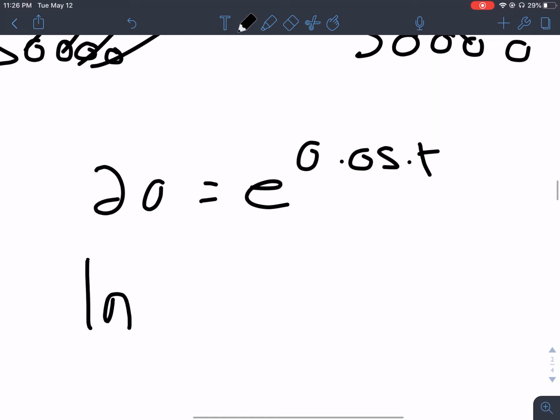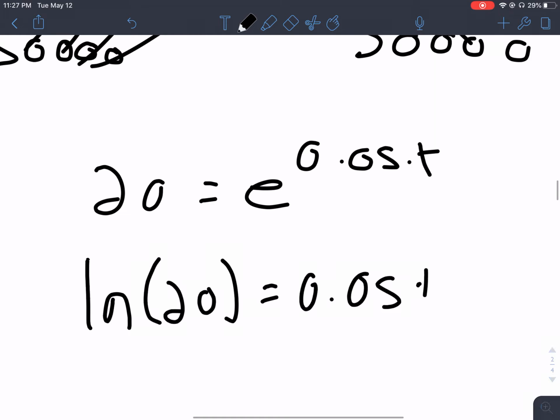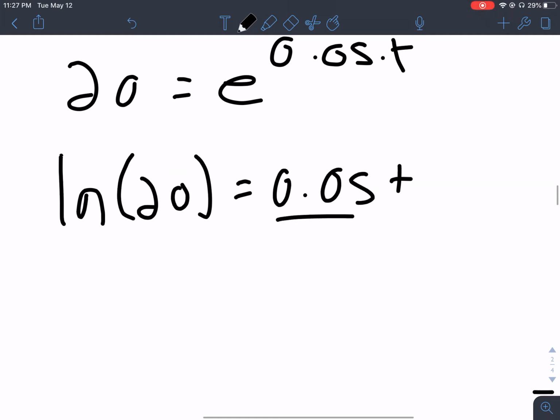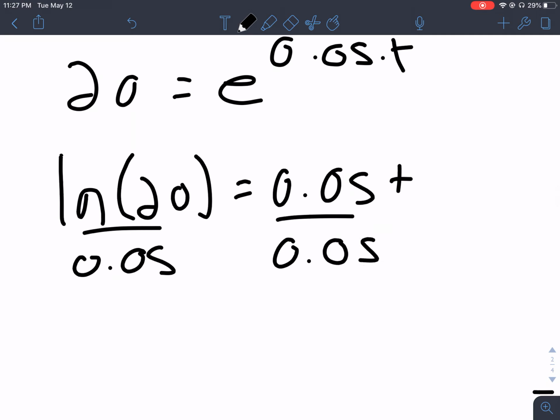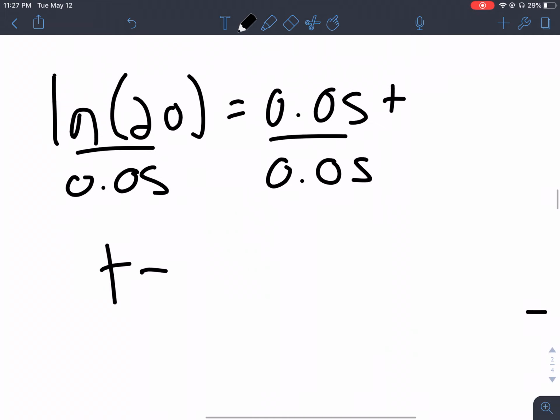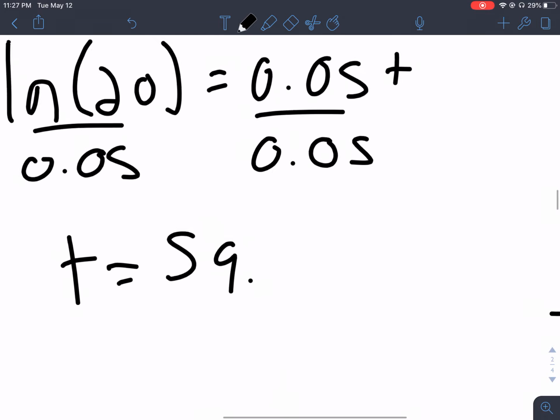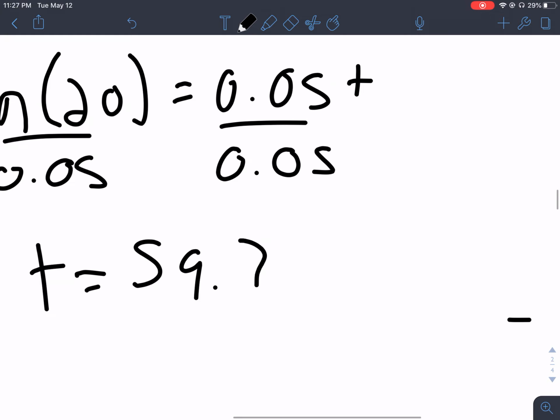Okay, so we're going to put this in other terms. We're going to take the natural log, ln 20 equals 0.05 t. Okay, and then we divide by 0.05, 0.05. Okay, and then for this part, I use my calculator. So we get t equals 59.799.